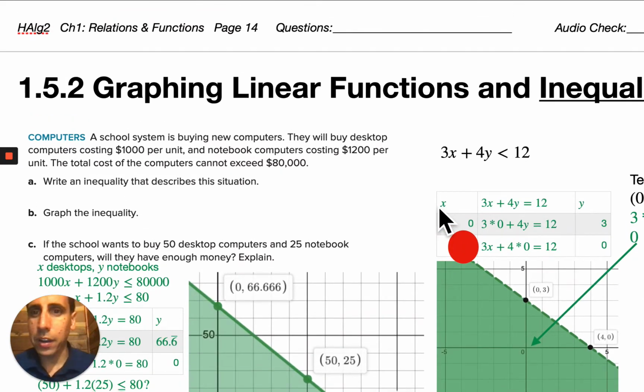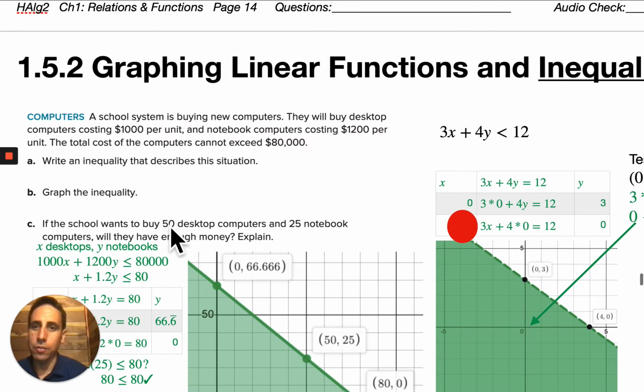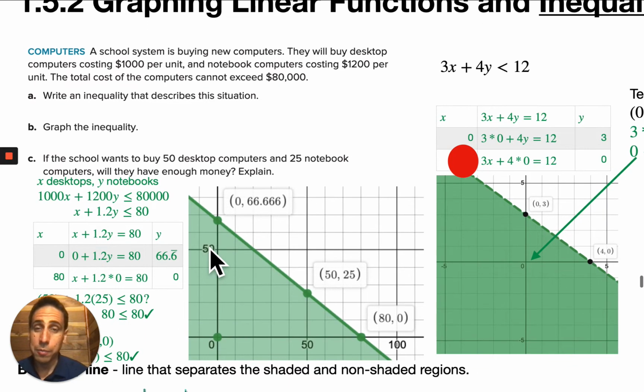A school system is buying new computers. They will buy desktop computers costing $1,000 per unit, pretty cheap, and notebook computers costing $1,200 per unit. The total cost of the computers cannot exceed $80,000. That's what they got for a budget. Write an inequality, graph it, and then if you want to do 50 of one and 25 of another, we have enough money. So, as with any word problem, I highly recommend you doing knowns and unknowns.